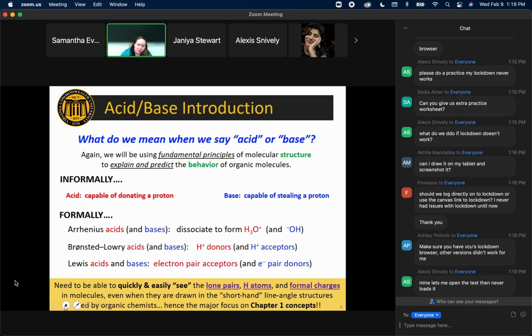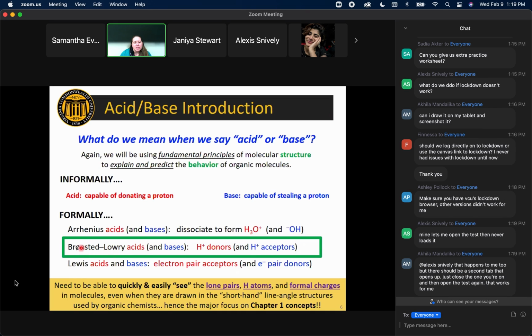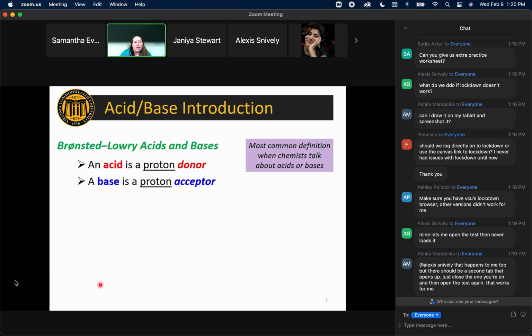As I mentioned also on Monday, these Bronsted acids and bases are going to be the main players for organic chemistry, and so we'll talk mostly about those. And again, I interchangeably use Bronsted-Lowry acids and bases versus just Bronsted acids and bases. Okay, so let's dig into this a little bit deeper.